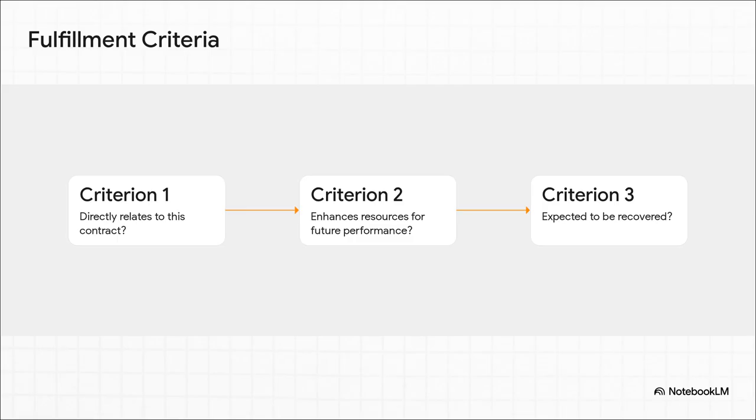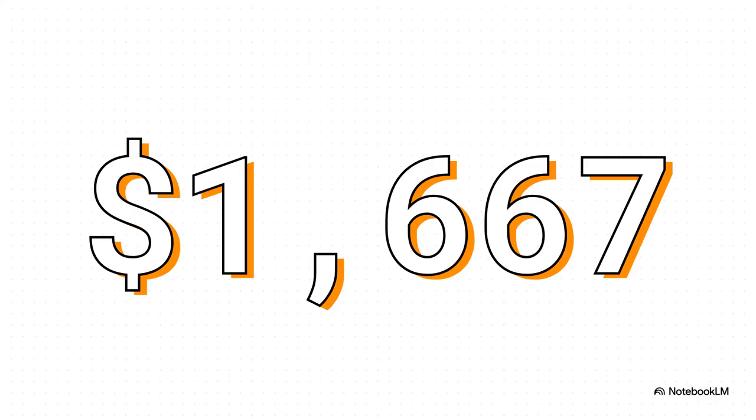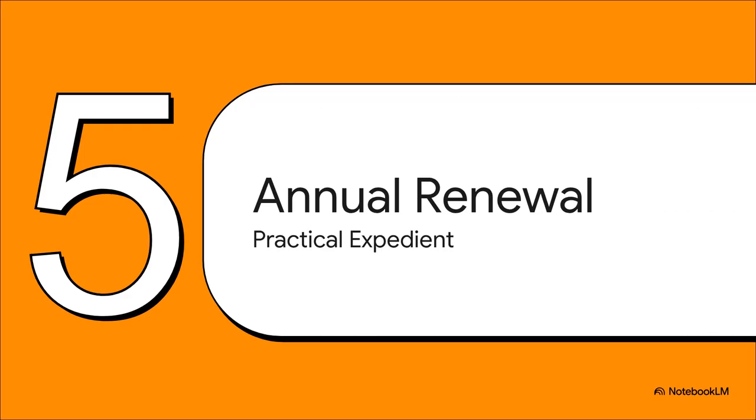Because we hit all 3 of those criteria, we can confidently recognize that 30 grand as a capitalized fulfillment cost upon our initial entry. And this brilliantly illustrates the matching principle in action. To find our monthly amortization, we just use straight-line division. We take the $30,000 and divide it over the 18-month project term. 30,000 divided by 18 gives us exactly $1,667. So every single month for a year and a half, you'll record an expense of $1,667, systematically drawing down that asset as you fulfill the project. Makes sense, right? Which brings us to our final scenario.